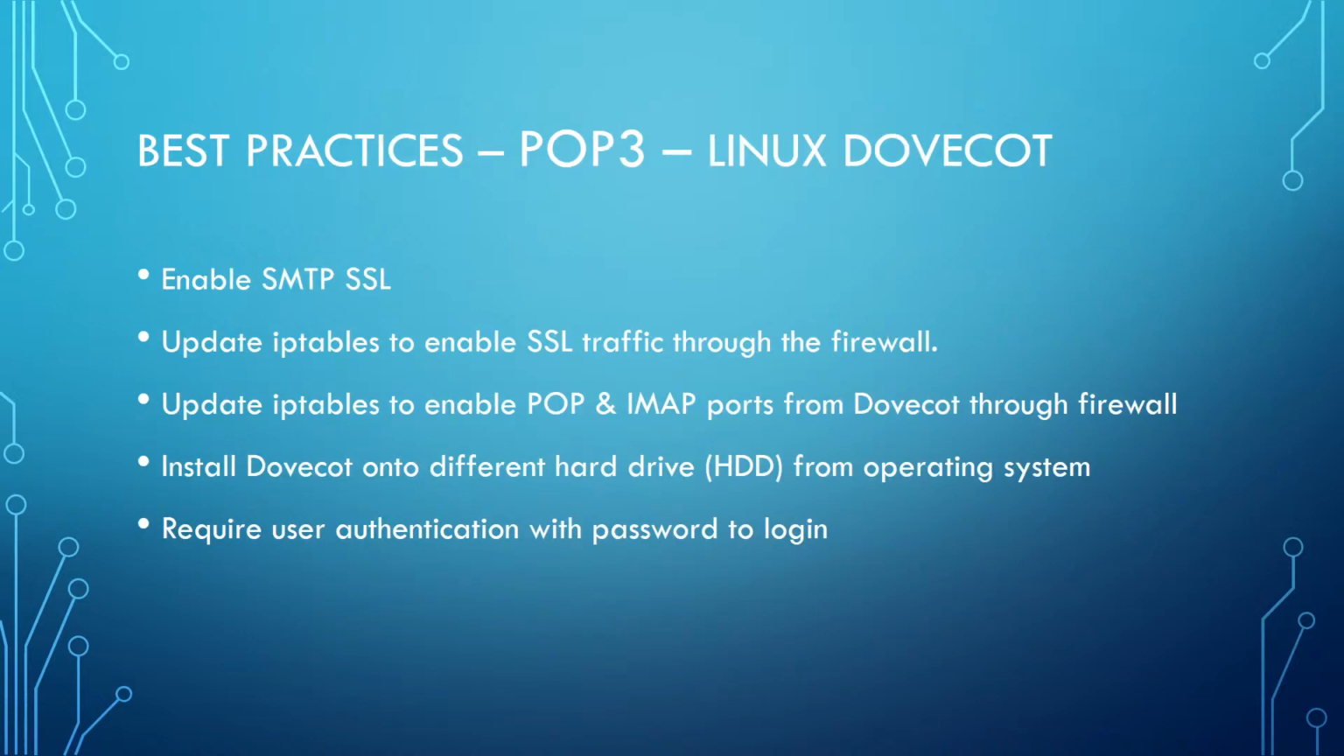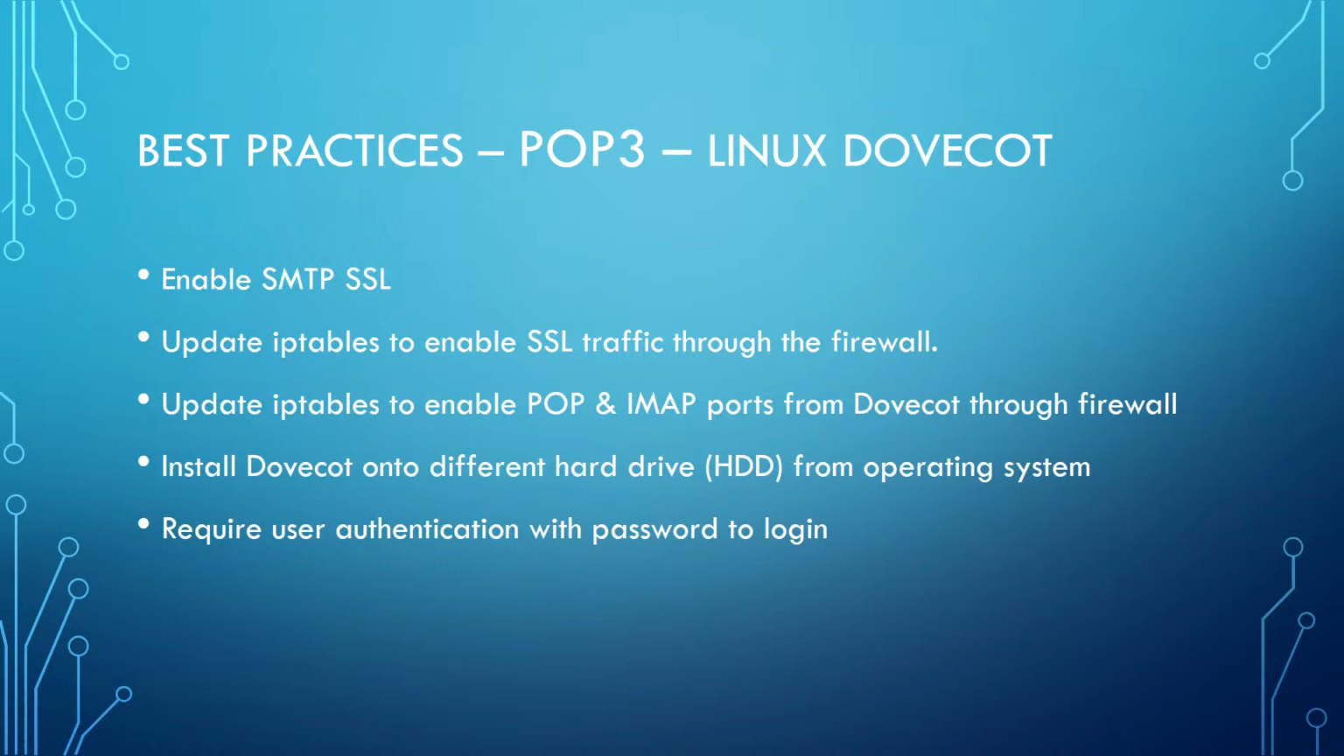Best practices for POP3 in Linux Dovecot is to enable SMTP SSL, to update the IP tables to enable SSL traffic through the firewall. You need to update the IP tables to enable POP and IMAP ports from Dovecot through the firewall. You also want to install Dovecot onto a different hard drive from the operating system.